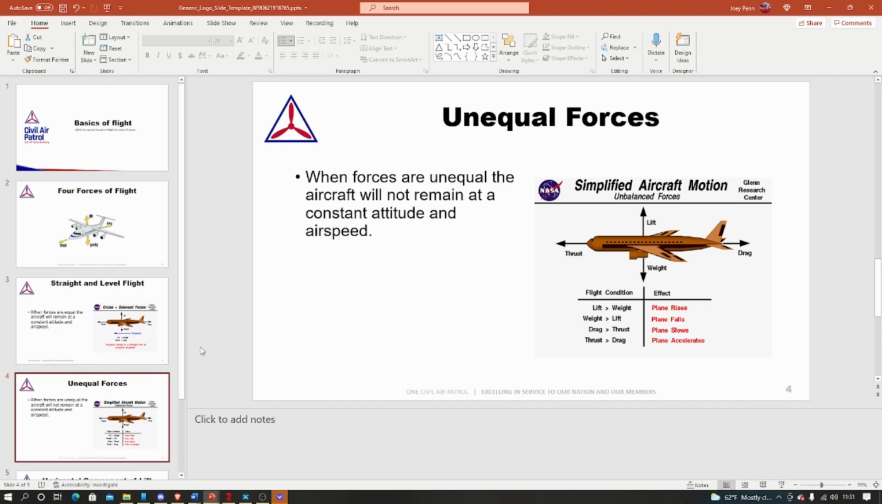When forces are unequal, the aircraft will not remain at a constant altitude and airspeed. When lift is greater than weight, the aircraft will climb. When lift is less than weight, the aircraft will descend. When drag is greater than thrust, the aircraft slows, and when thrust is greater than drag, the aircraft will accelerate.